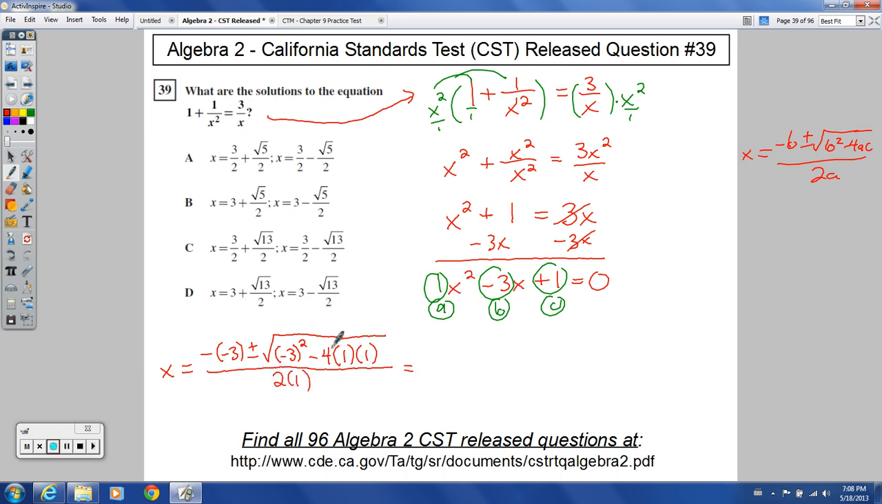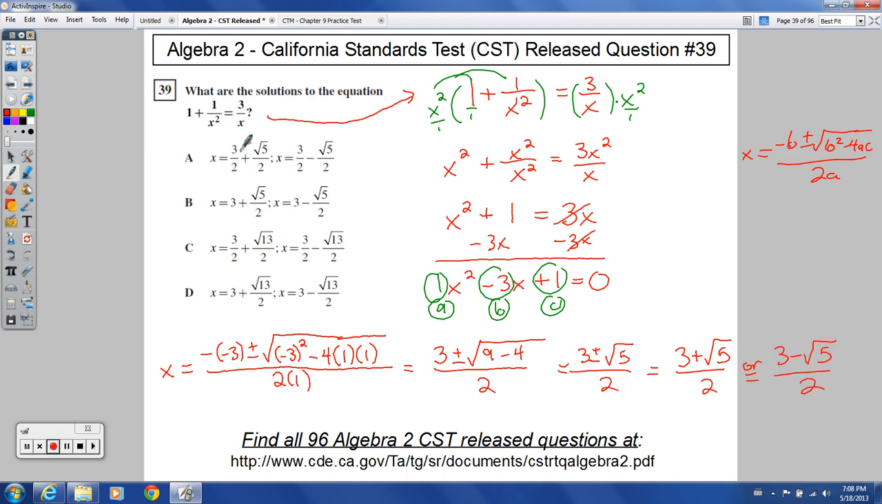So let's keep working this through, keep simplifying that. I've got 3 plus or minus the square root of 9 minus 4 all over 2. That's going to be 3 plus or minus the square root of 5 over 2. And so you have 2 options here. You can either add the square root of 5 and divide by 2, or subtract the square root of 5 and divide by 2. So another way to write this would be 3 plus the square root of 5 over 2, or 3 minus the square root of 5 over 2.